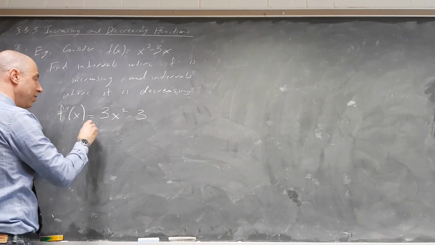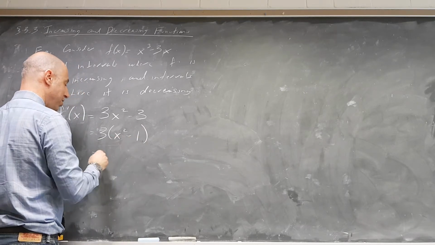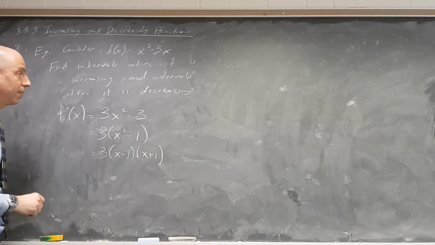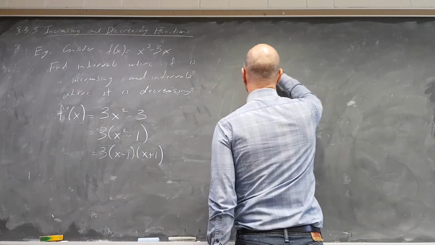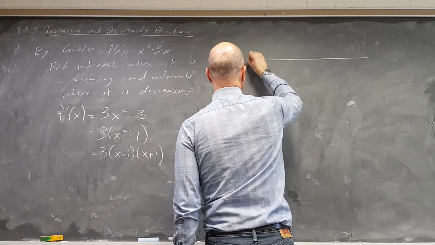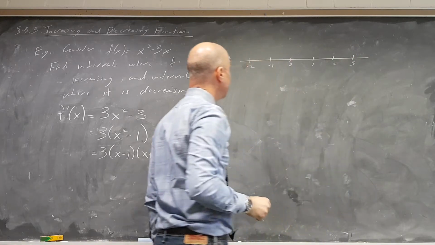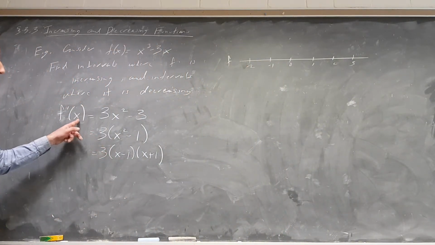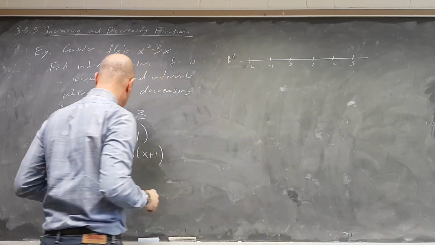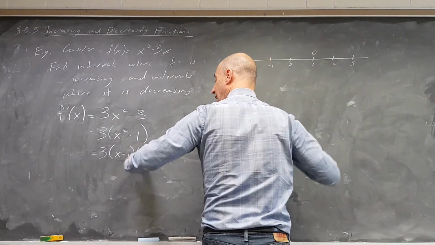And we can factor this. We can factor a 3 out, and we can certainly factor x squared minus 1. So let's do a sign chart. Oh, sorry, this is not a sign chart for f, this is a sign chart for f prime. We can see the derivative is equal to 0 at x equals 1 and at x equals minus 1.